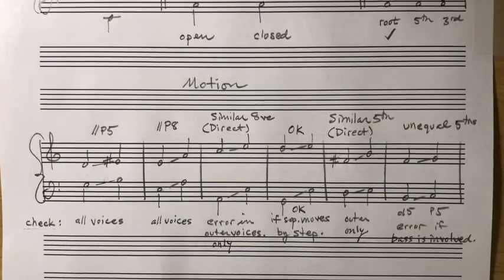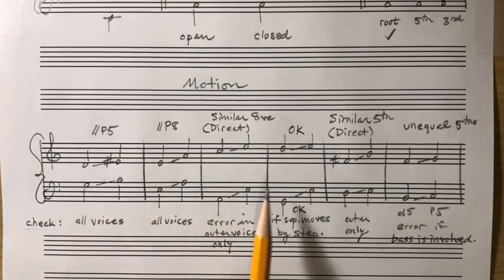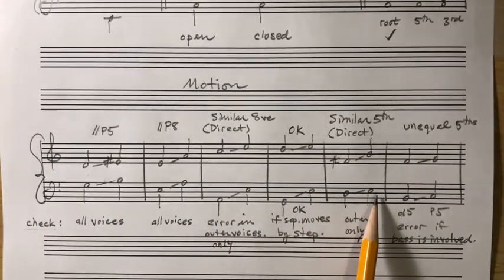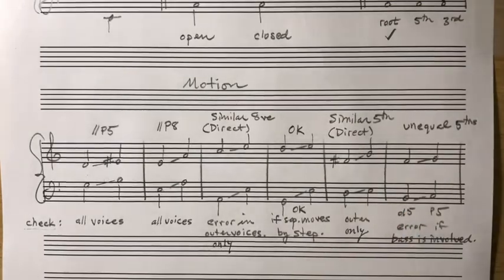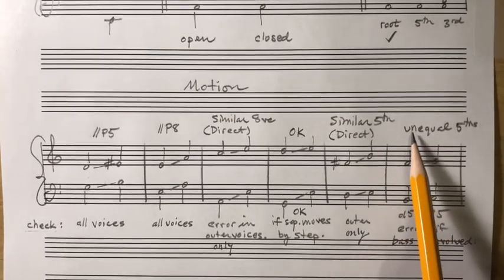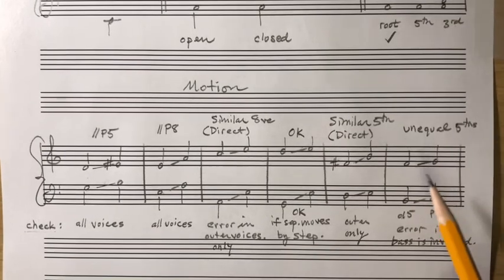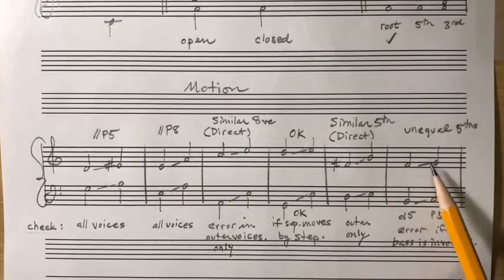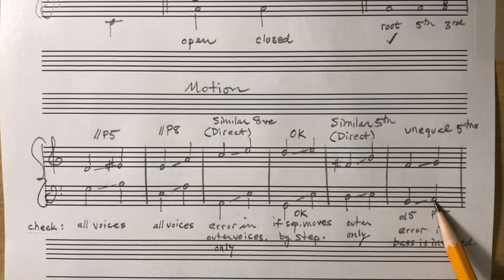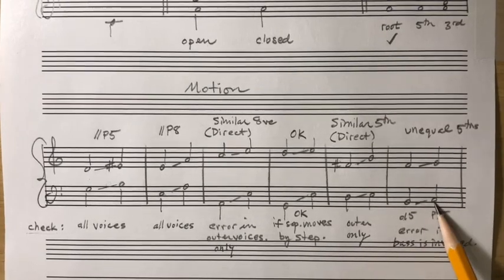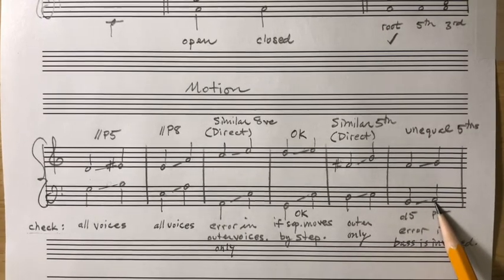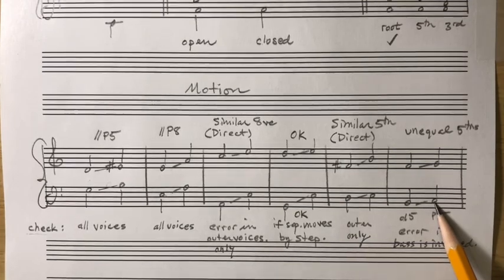Let me add that all of these errors are found in your chapter for you to read and review, except for this one. Our book does not acknowledge unequal fifths as a separate error. It's still an error because we can see that it's similar motion into a fifth. So the book is not just letting it slide, but it's not giving it a separate category.